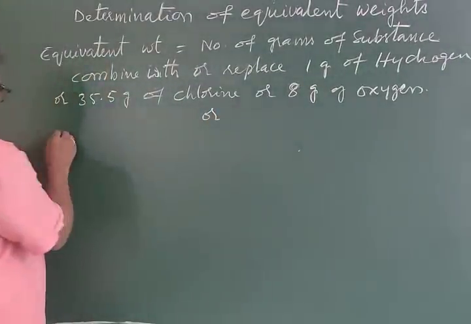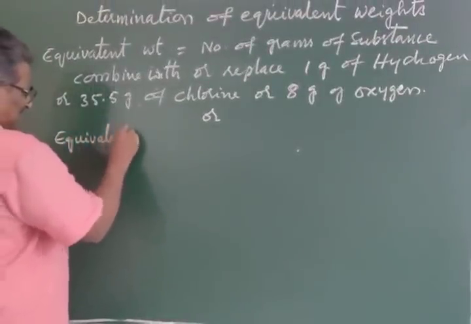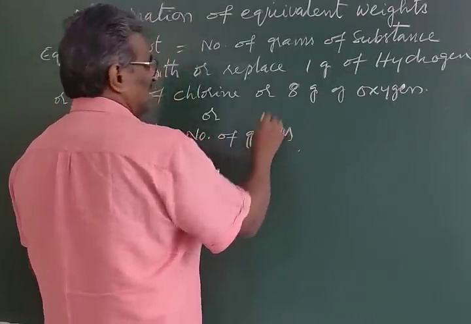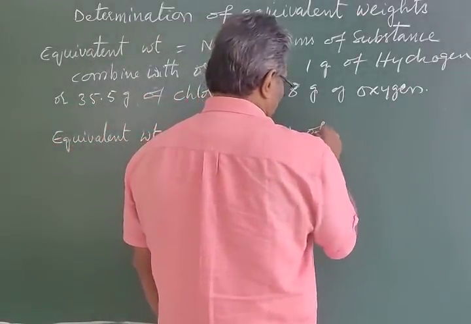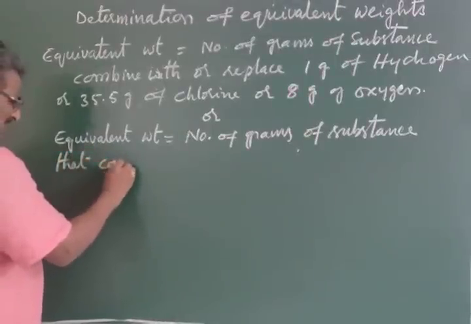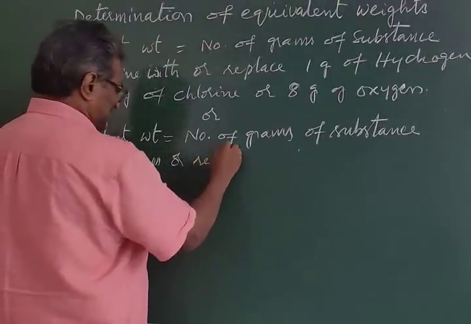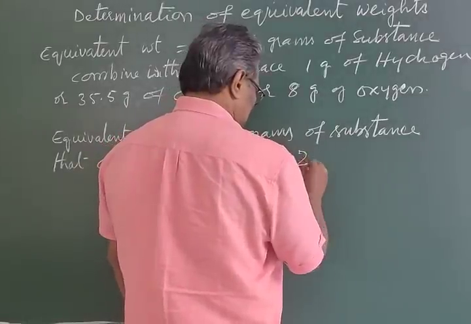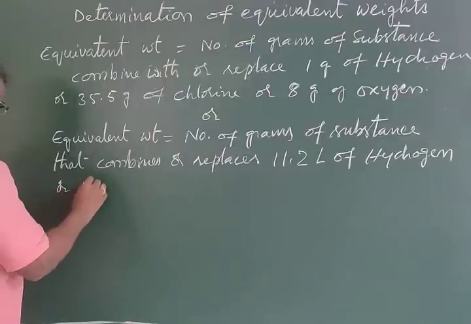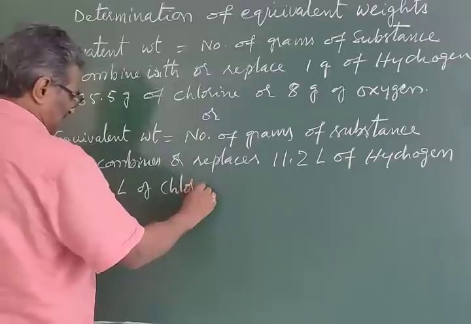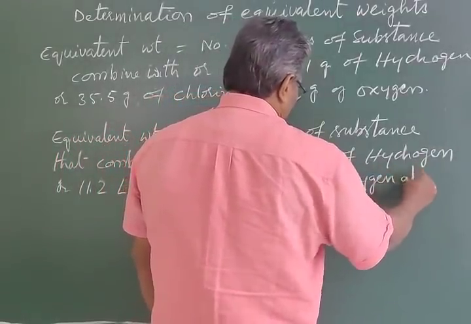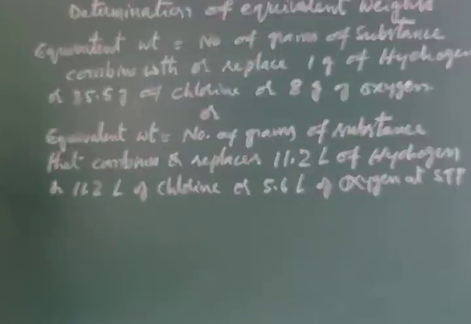Or equivalent weight is equal to the number of grams of substance, as it is weight, it should be expressed in grams only, that combines or replaces 11.2 liters of hydrogen, or 11.2 liters of chlorine, or 5.6 liters of oxygen at STP. This is another way of expressing equivalent weight.